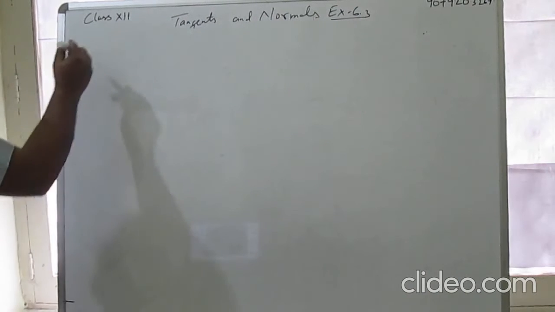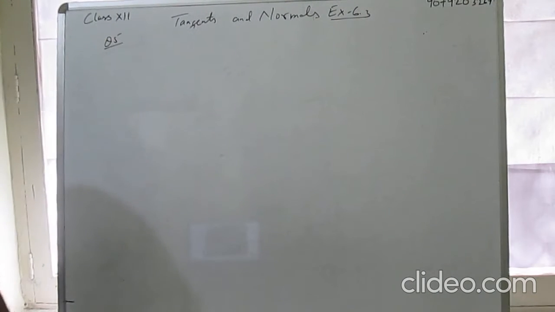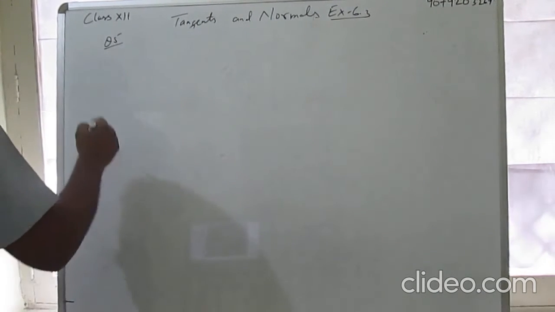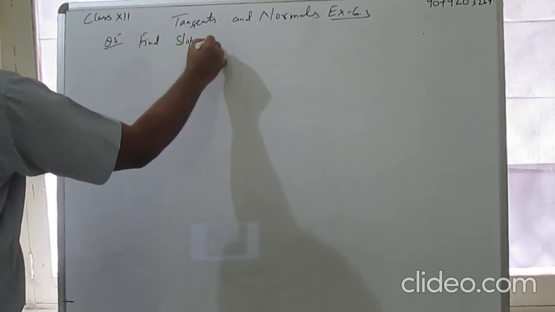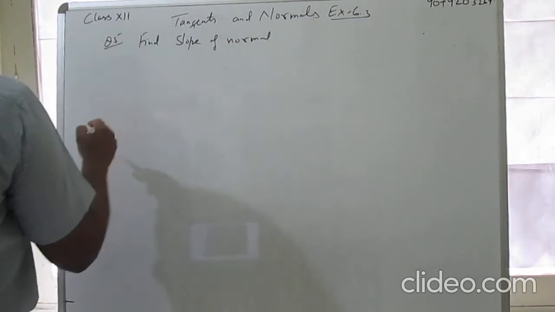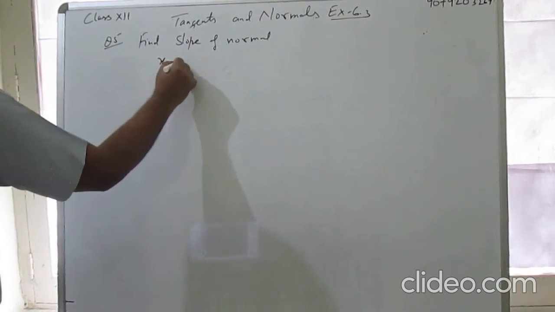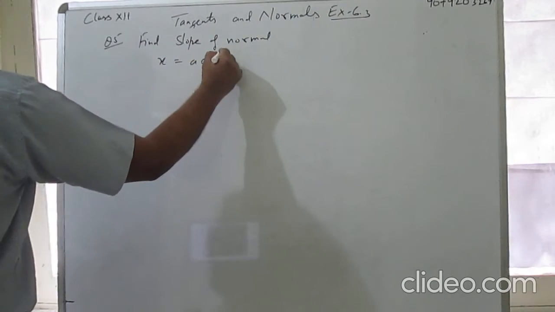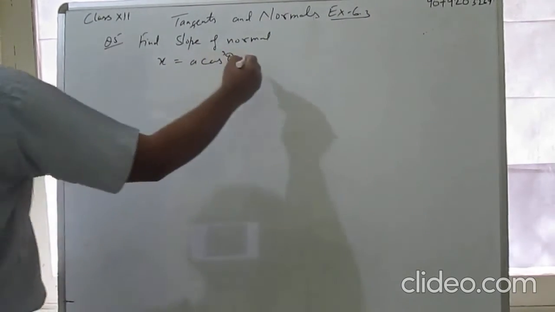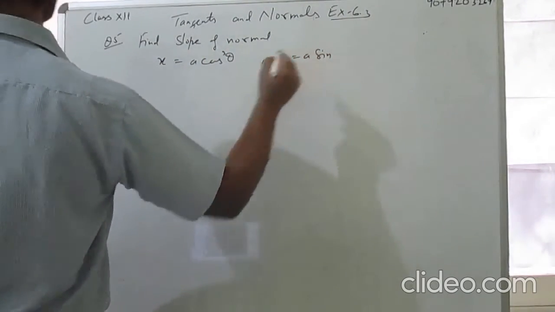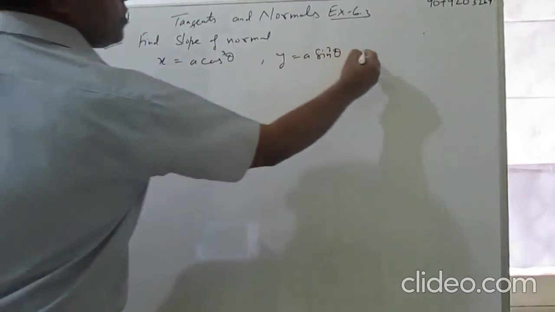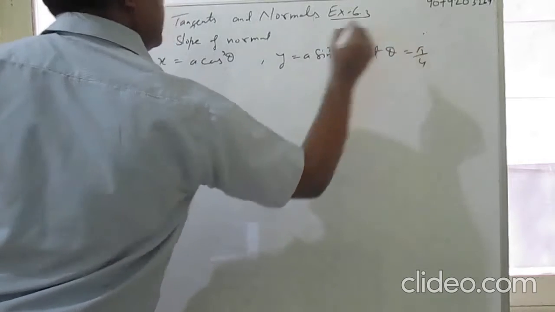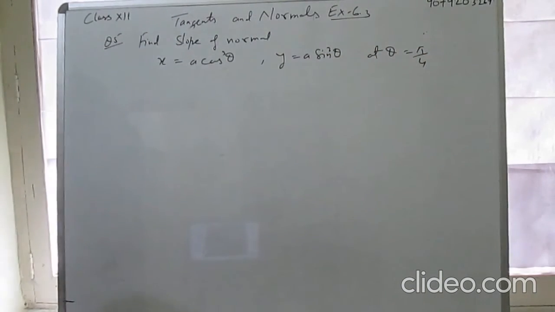See question number 5. Find the slope of the normal to the curve. Now we have to find the slope of normal. The curve is given to you: x is equal to a cos cube theta, y is equal to a sin cube theta, at theta is equal to pi by 4. Now see here.